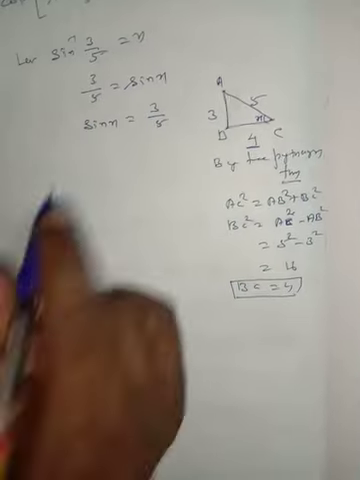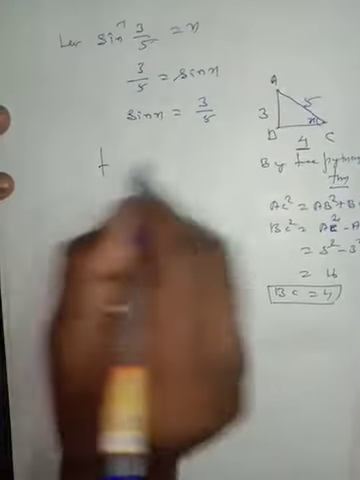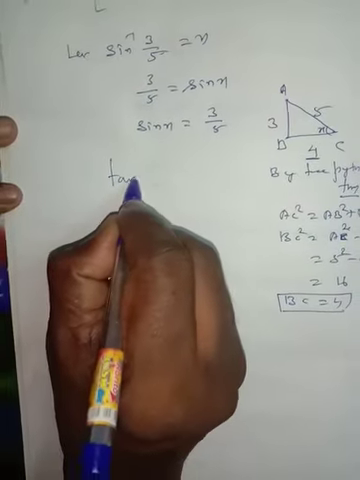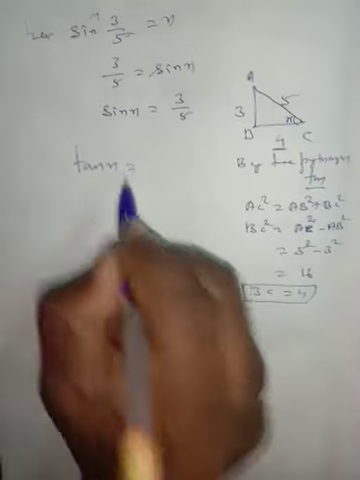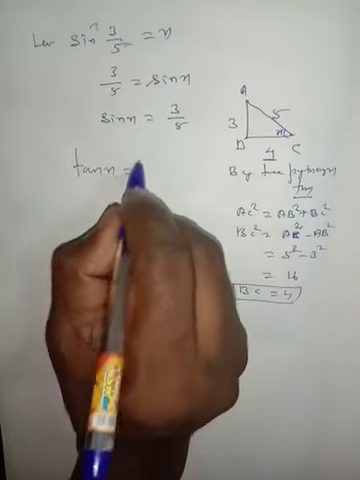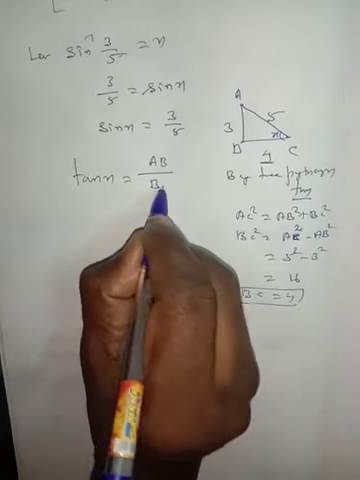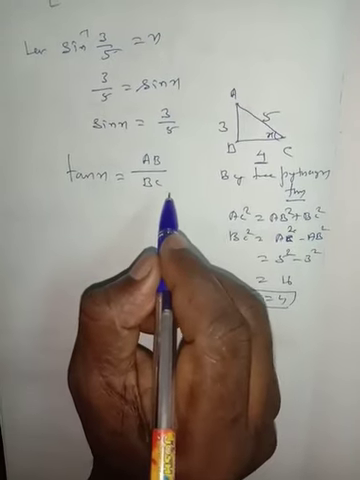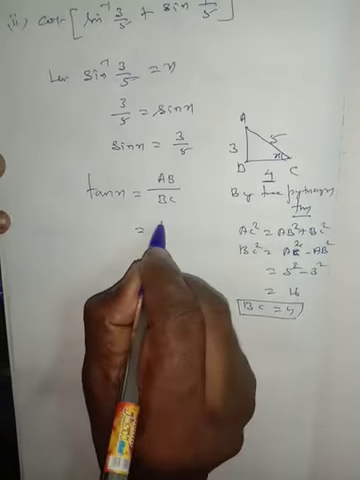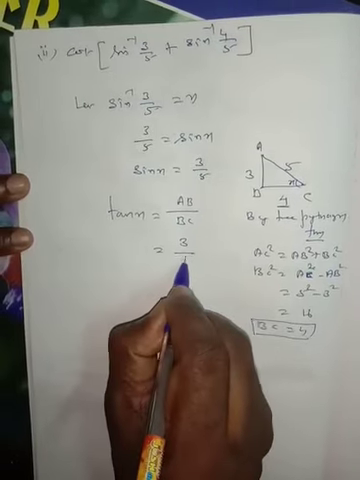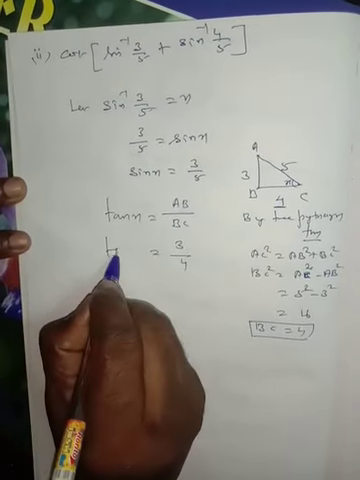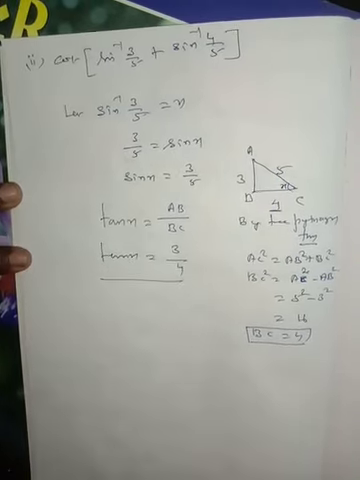Now tan x, from the diagram, is equal to opposite side by adjacent side, AB divided by BC. AB is 3, so 3 divided by 4. This is tan x.